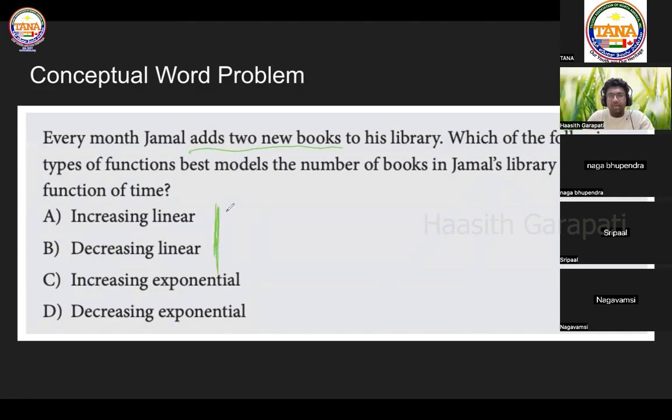So it's got to be either a or b. And if he's adding, that's increasing, right? So it's going to be a. All right then. So yeah, that was pretty simple. Nothing much to do there. We're going to move on.